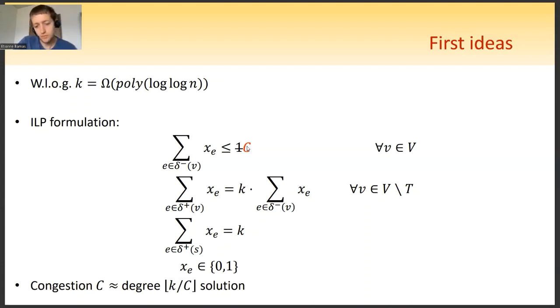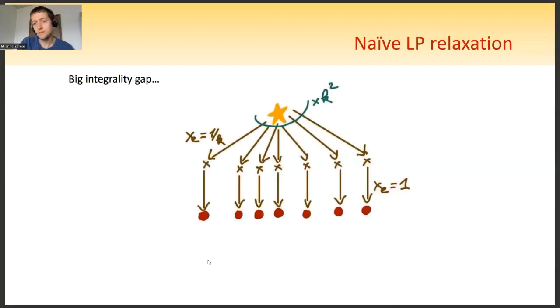So of course, now the natural thing is you can just relax the integral constraints here to obtain a linear programming relaxation of the problem. But well, here this doesn't work because of the following type of example. There's a big integrality gap.